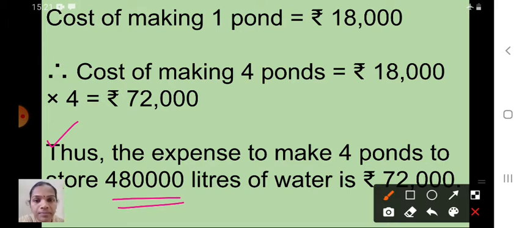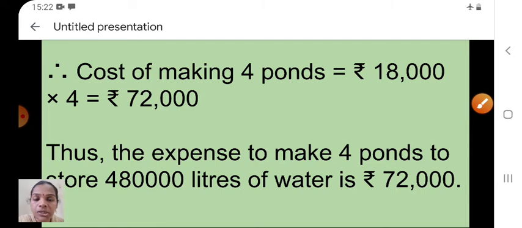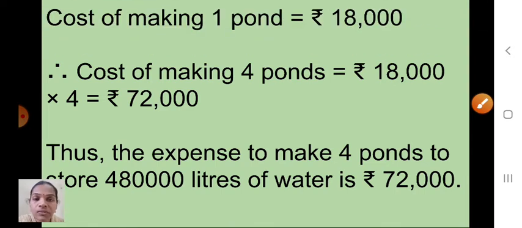72,000 rupees. Okay, so how many ponds are needed to store this much water? 4 ponds. The expense is what? 72,000 rupees. Understood, children? So now which method did I teach here? Unitary method. For that, first we have to write the statement. Which value we have to write on the right hand side, which one on the left hand side, that you have to read.